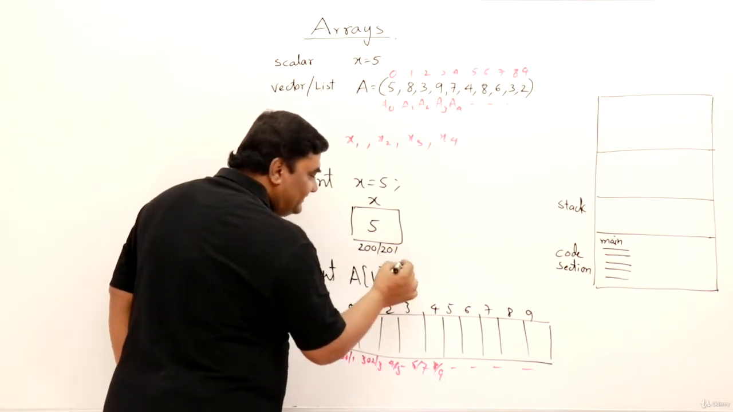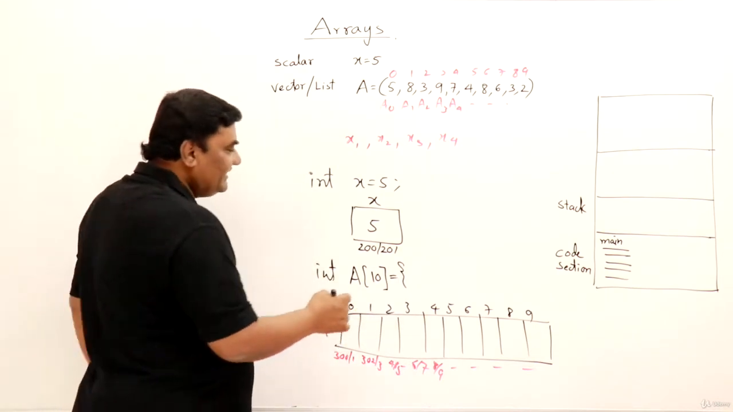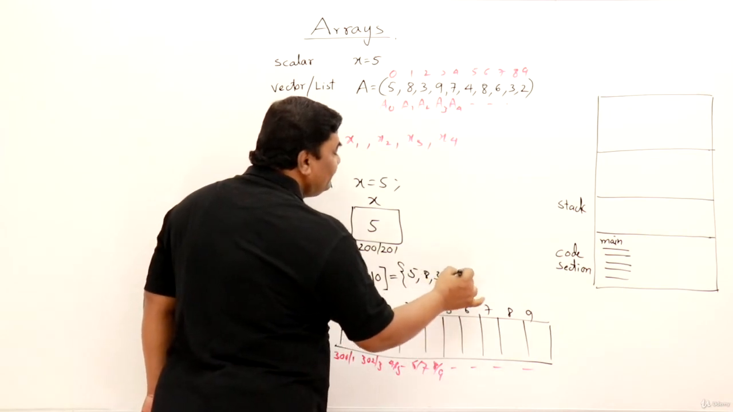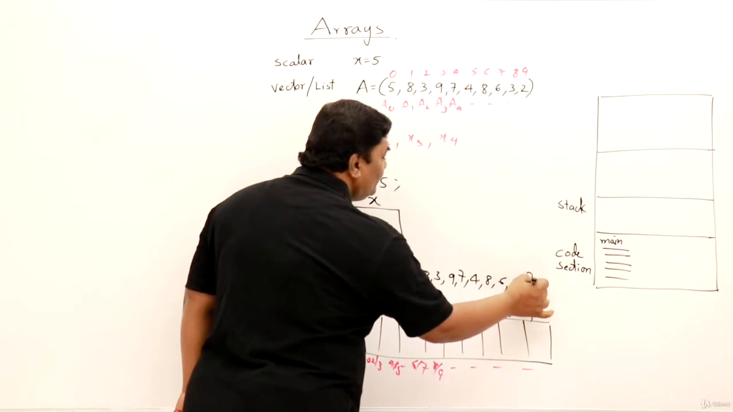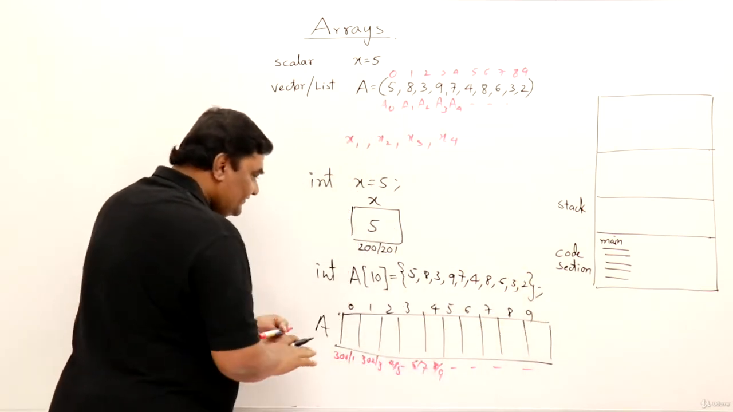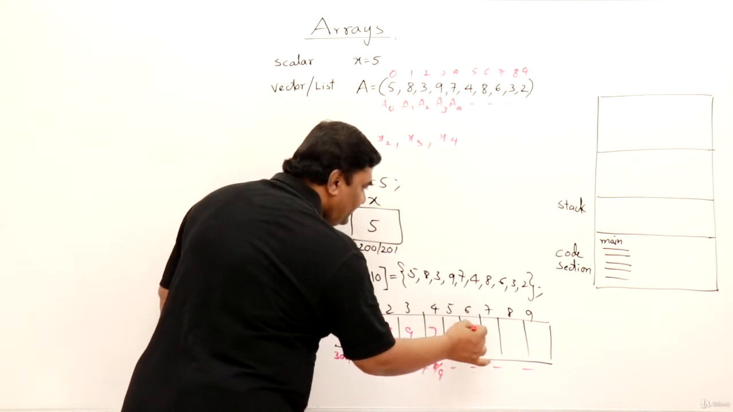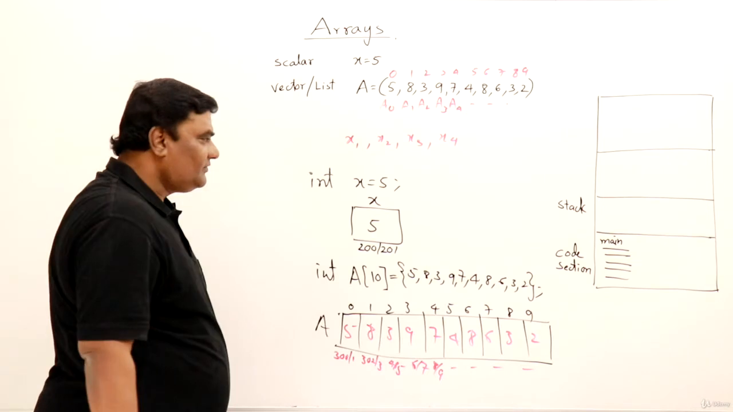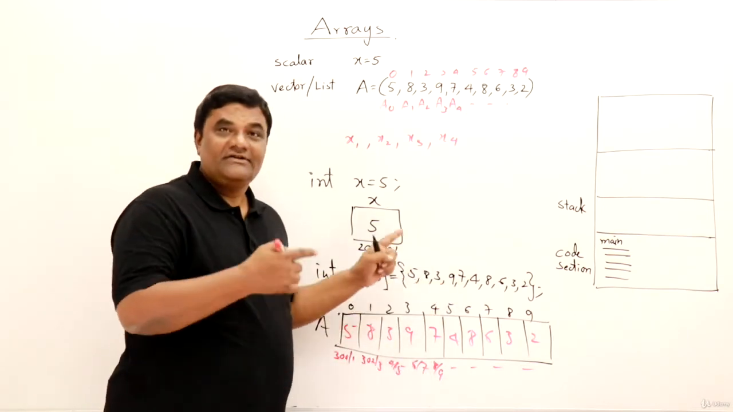So here only assign in braces, that is in flower bracket. Write down all those elements that are 5, 8, 3, 9, 7, 4, 8, 6, 3 and 2. So those values will be filled here. 5, 8, 3, 9, 7, 4, 8, 6, 3, 2. Values will be filled here. This is how they will be stored. So that's it. I am able to store list of values under one name.